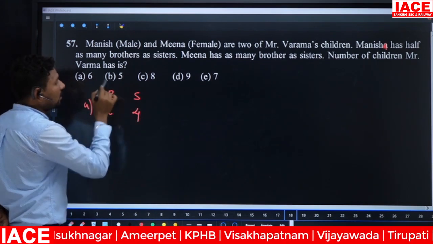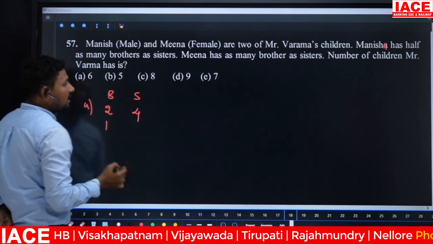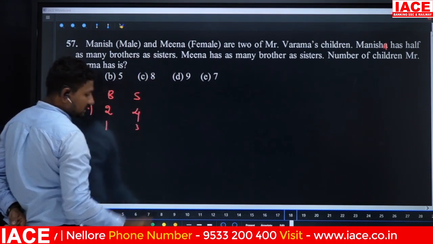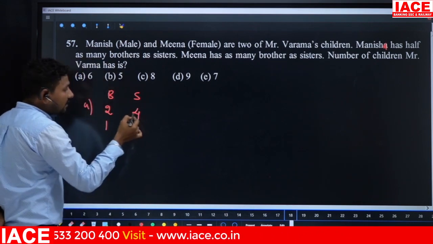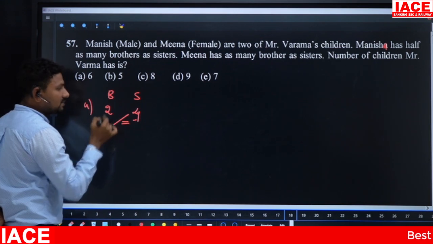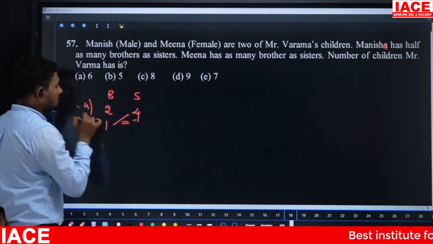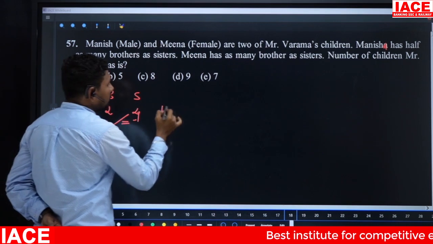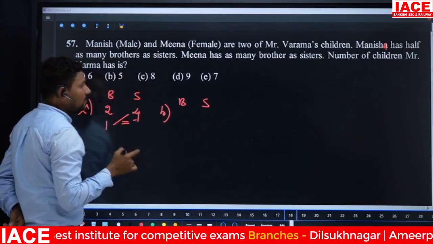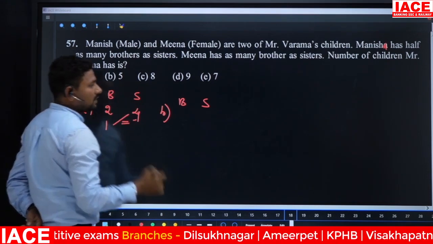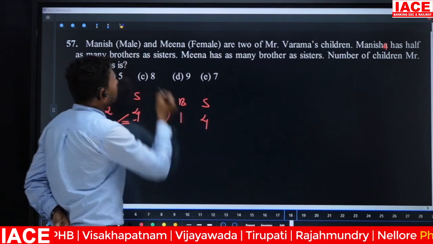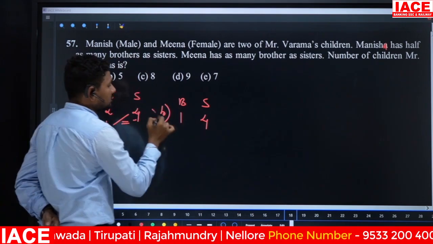Among brothers, 1 member is already Manish, so the extra 1 person is the brother. And among sisters, Meena is already there, the remaining are sisters. So half of the sister value should equal the brothers. Is it possible? Half of 4 is 2, but as per the given values we are getting only 1. That means option A is wrong. Then coming to B: 5 brothers and sisters. I told you we should make the sister value even. Here I am taking 4, or you can take 2 also. 4 means 1, and that 1 belongs to Manish, there are no brothers. That means option B is wrong.